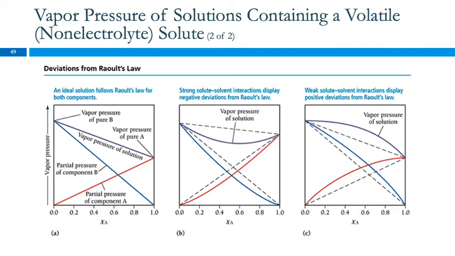Now, deviations from ideal behavior may or may not matter depending on what your application is, but it's important to understand that these can exist. Because if you have something like this where the vapor pressure is higher than you were expecting, you could have your container blow up, possibly, right? It's going to mess things up.